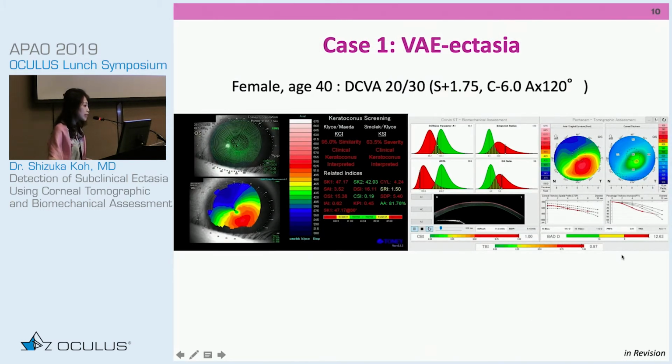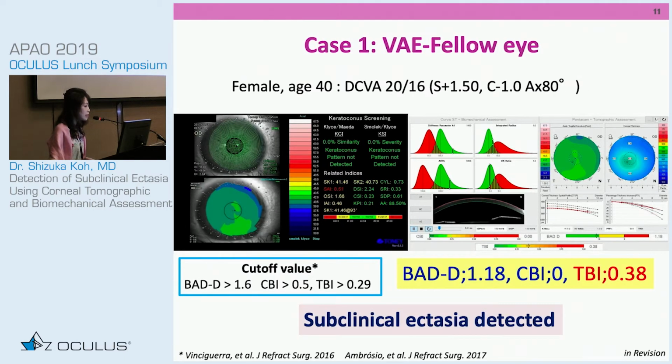I'd like to share with you some clinical cases. This is the ectatic eye of VAE, case 1. Obviously you can see the ectasia. This is the fellow eye of VAE, case 1, a 40-year-old female. You can see 0% similarity and 0% severity based on the TMS5 display. Based on the previously reported cutoff values, BAD-D and CBI are within the normal range, but TBI shows abnormality. Only TBI detected abnormality. In this case, it looks like subclinical ectasia was detected by TBI.